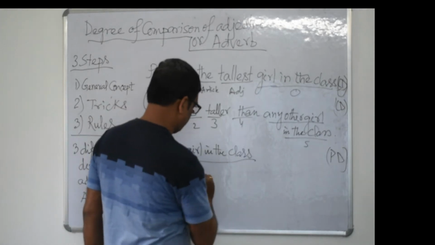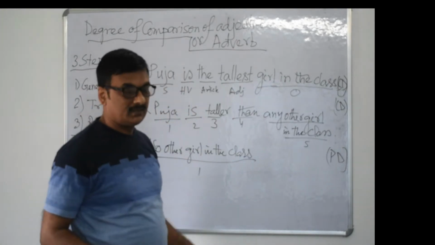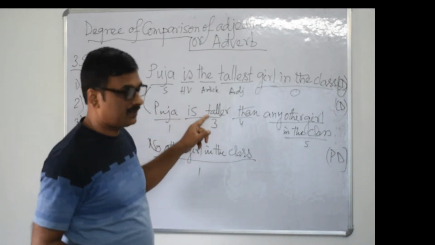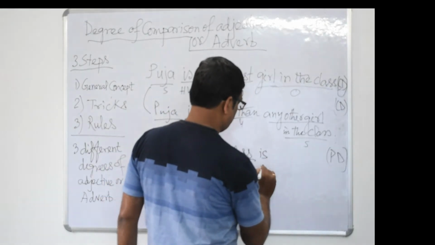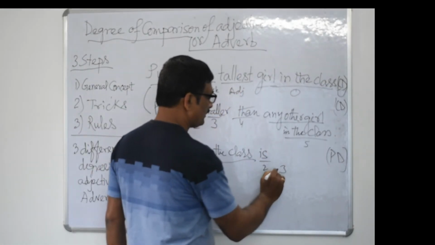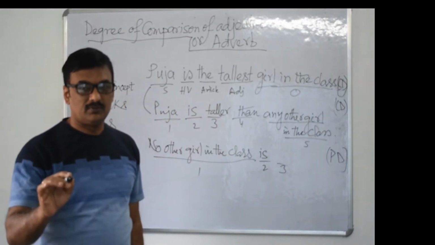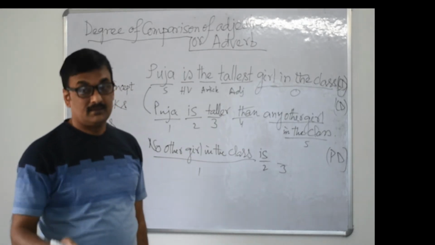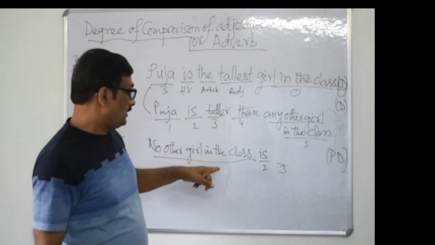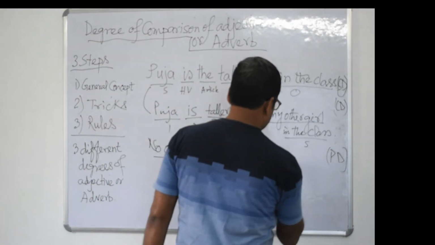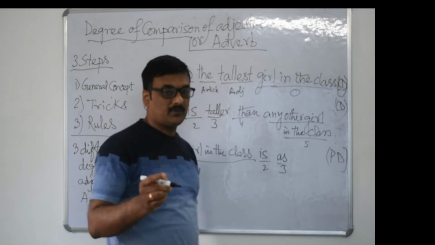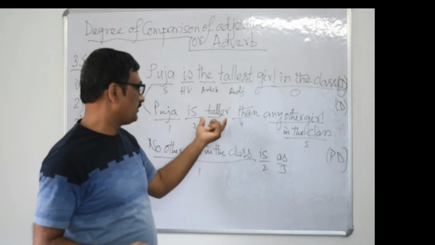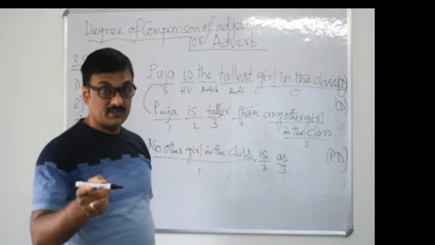This is number 1. Number 2, the helping verb or be verb, whichever is used in the comparative or superlative degree, comes down here straight. Number 3, the distinguishing mark of positive degree: here as is used. So no other girl in the class is as. What is the positive form of the degree used in comparative and superlative? Superlative degree is the tallest, comparative degree is the taller, and positive degree is tall.